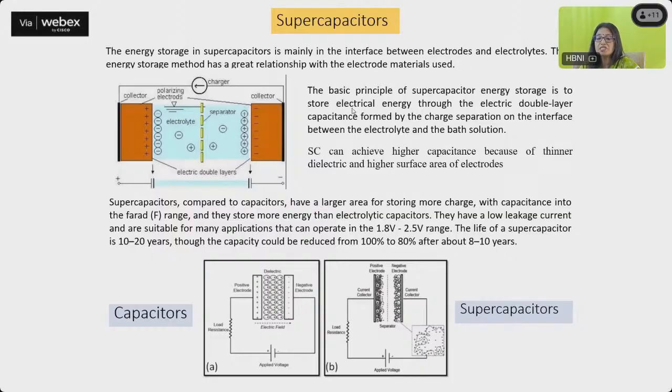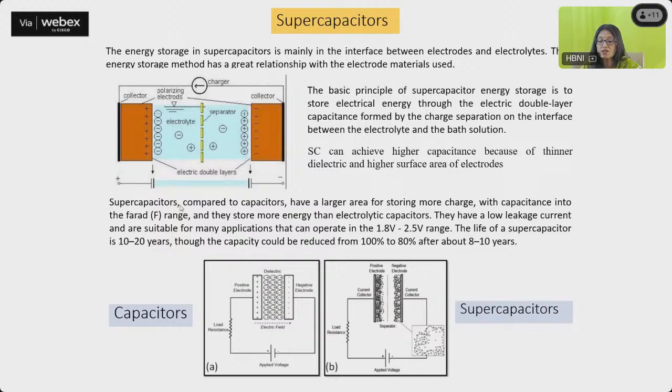So the basic principle of supercapacitor energy storage is to store electric energy through the electric double layer capacitance formed by the charge separation on the interface between the electrolyte and the bath solution. So a supercapacitor can achieve higher capacitance because of the thinner dielectric and higher surface area of the electrodes. That is why it is known as a supercapacitor.